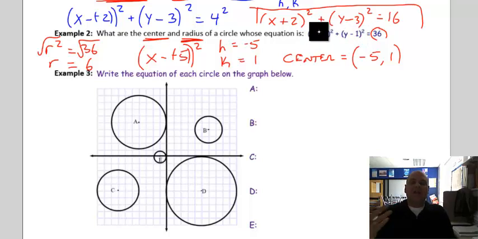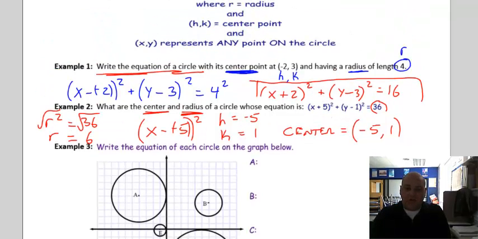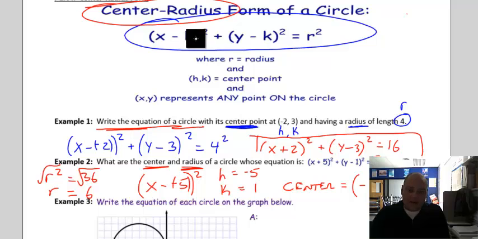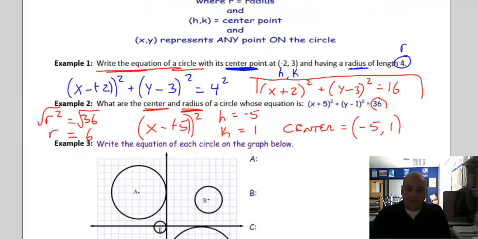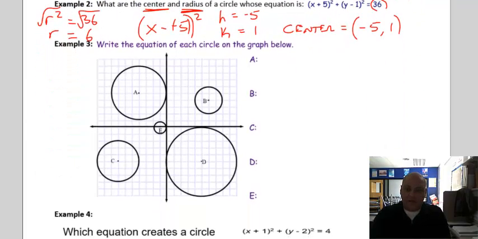So basically, a lot of students say, well, you just changed the signs. Well, kind of, yeah, but I want you to understand why. It's because when you plug in that negative, it becomes positive, because the standard form is x minus h, y minus k. So obviously, a double negative becomes positive.